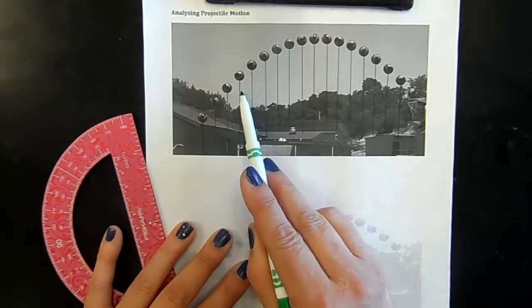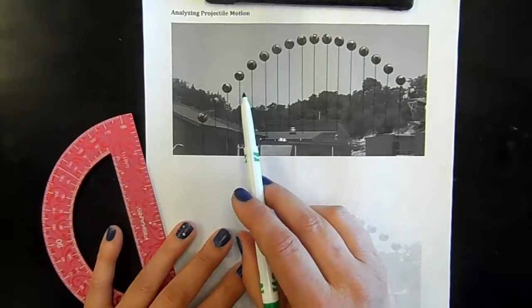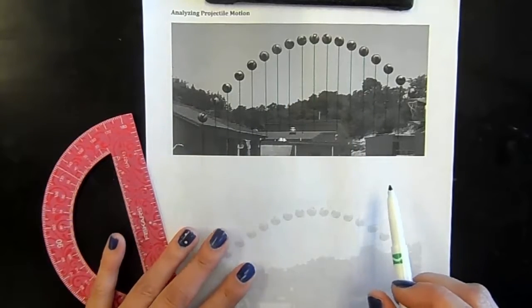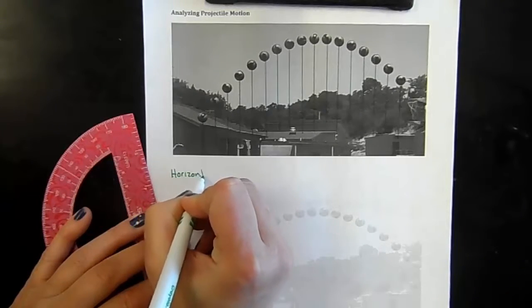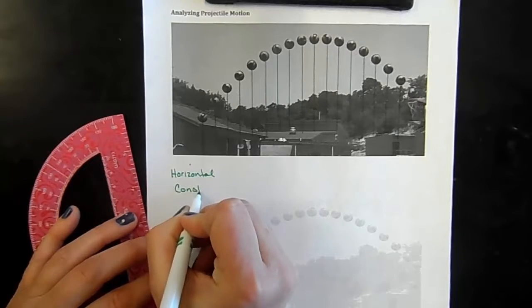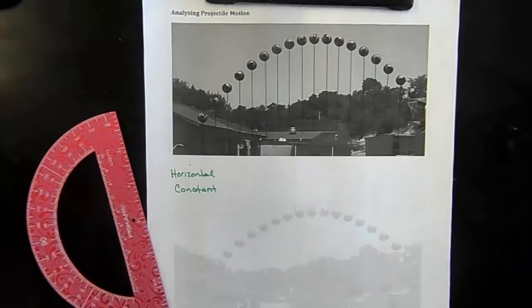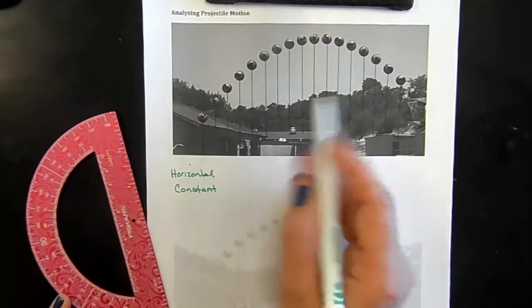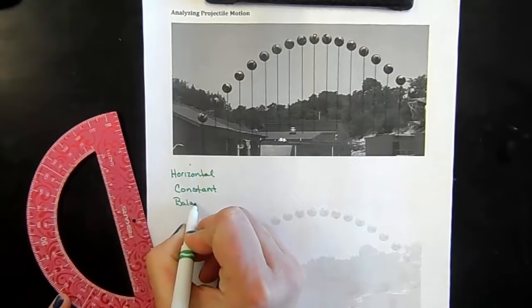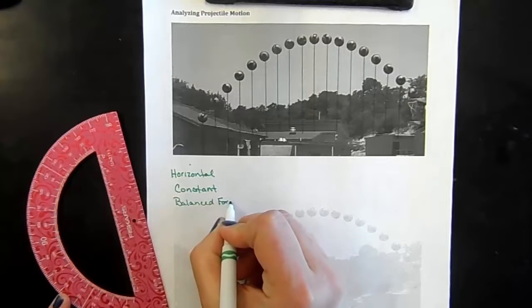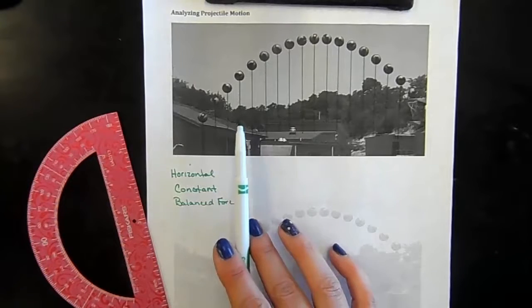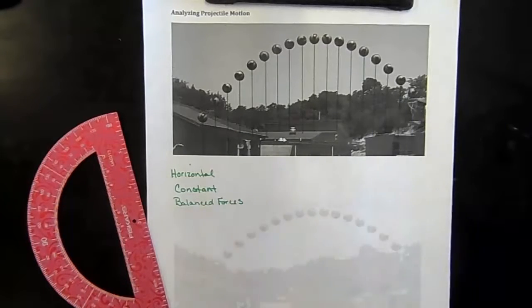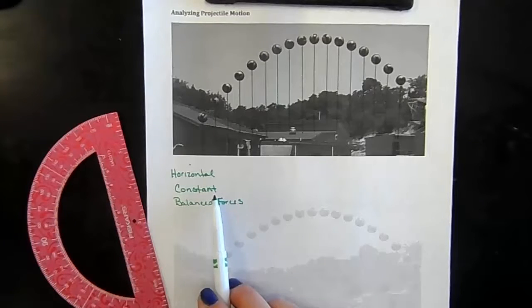But if we look at the intervals, if we look at our change in position in the x direction, it looks pretty even. It looks pretty constant. And so what we get in that horizontal direction is a constant motion. Now remember, if we have a constant motion, if we have a constant change in position, this means that we have balanced forces. So in our horizontal direction, we're changing the same position every time interval. So we have a constant velocity, constant motion, which means that the forces are balanced in that horizontal direction.